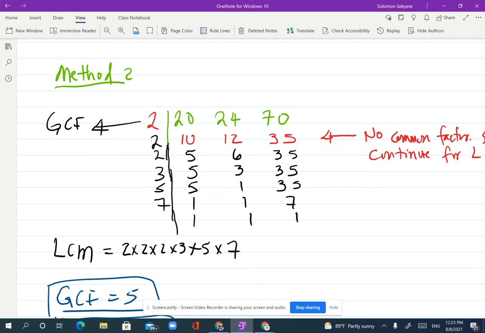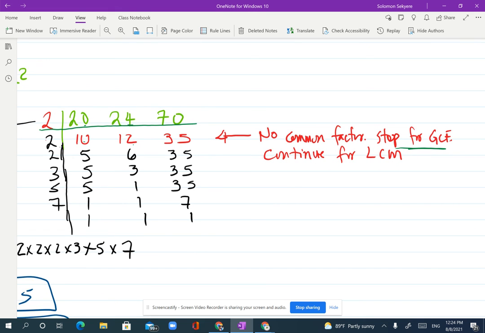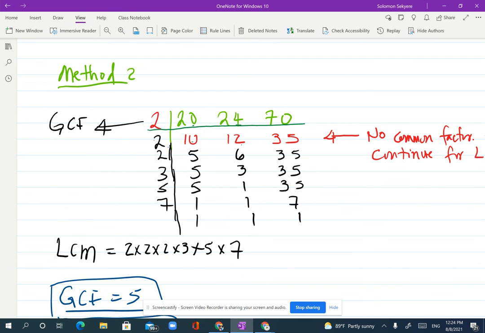Okay, what about this method? This method here too, I write the numbers in a row. Then I have to know my prime numbers. So I find a prime number that divides all 3. So 2 divides here. And this is where your divisibility rules come into play. A number that ends in 0, this ends in an even number, so I start dividing by 2. So this is 10, 12, 35. See these 3 numbers here? They do not have any common factors. So I stop for GCF. I'm done. The GCF of these 3 numbers is 2.